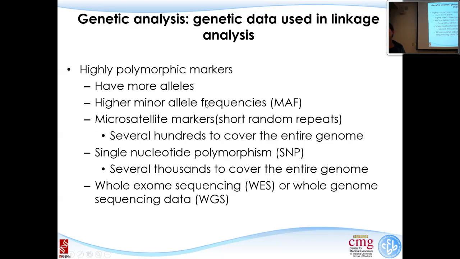The formal name for microsatellite markers is short tandem repeats. That means you have three or more nucleotides, fewer than 10, that repeat dozens of times. You need at least 300 or 400 of them to cover the entire genome. For SNPs, single nucleotide polymorphisms, because they only have two alleles, we need to dramatically increase the number of markers. For example, the Illumina linkage panel has 6,000 SNPs, and of course you can use whole exome or whole genome sequencing data.